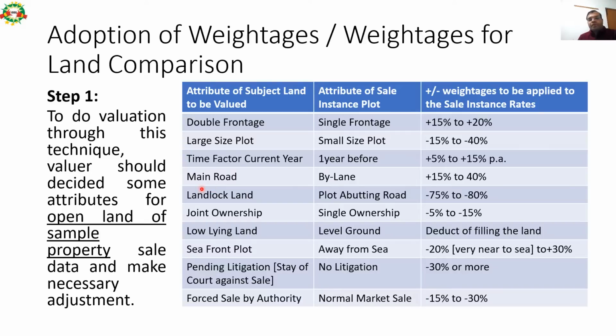Then main road: the property which is required to be valued, or subject property, is on the main road, but the sample property was on a by lane.